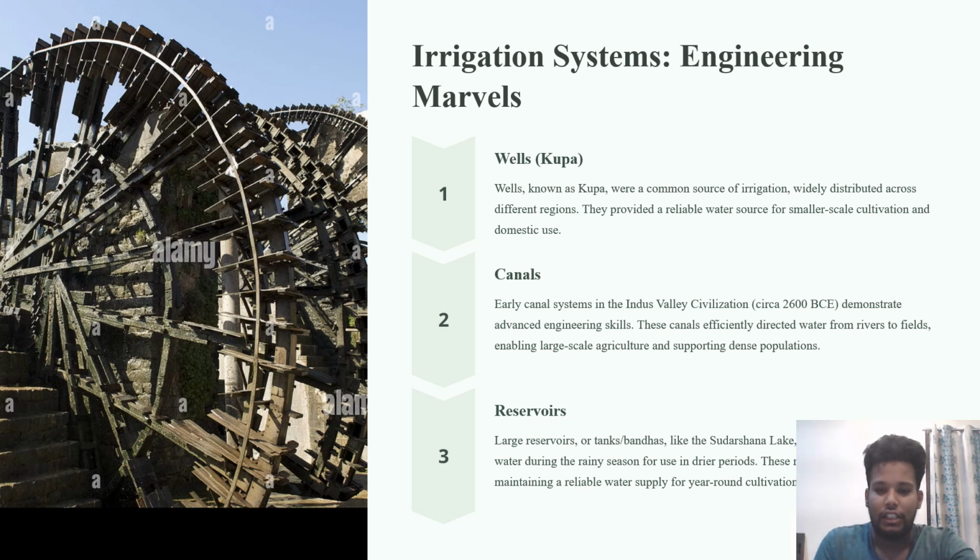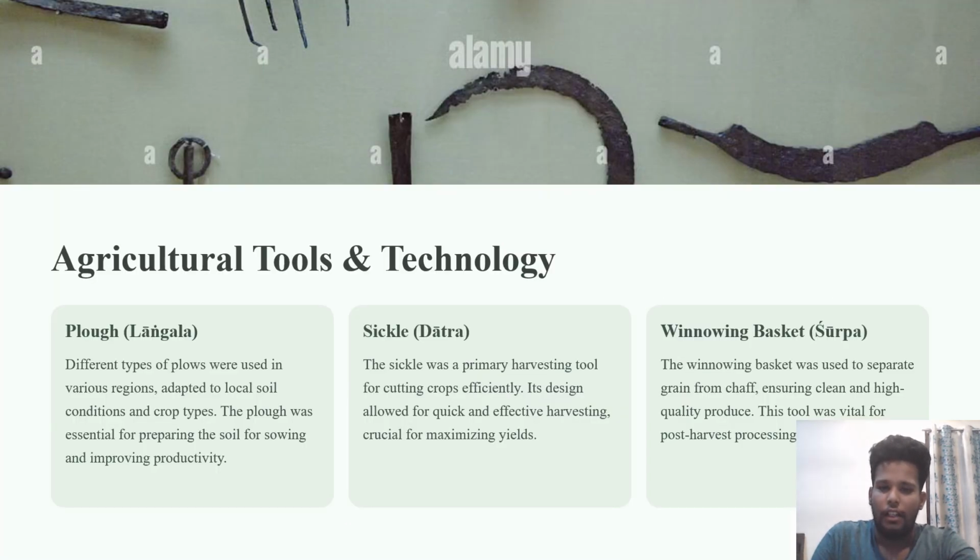And the third one is reservoirs, lakes, tanks, or bunds like Sudarshan Lake, which helped to store water during the rainy season, which could be used during dry periods. These were well maintained, as it was important for a reliable water supply for year-round cultivation of different crops. Next, we'll see the tools and technologies used during the agriculture process.